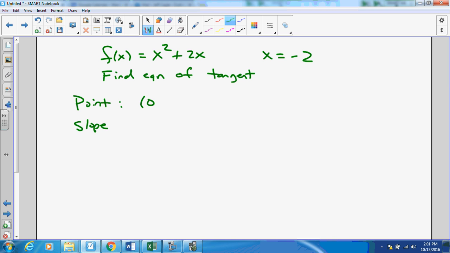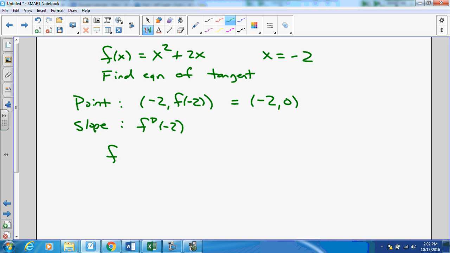And of course we need a point and we need a slope. And again, we're going to label the point as -2, comma f of -2. And we're going to label the slope as f prime of -2, because that is the slope of the line tangent. And f of -2 is still 0. You can check that easily.